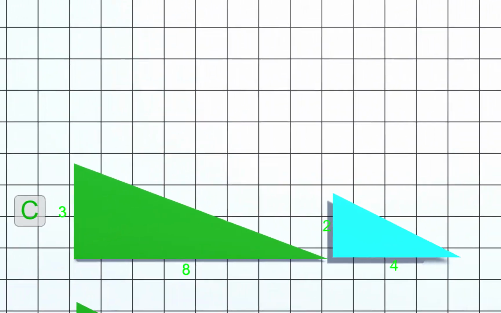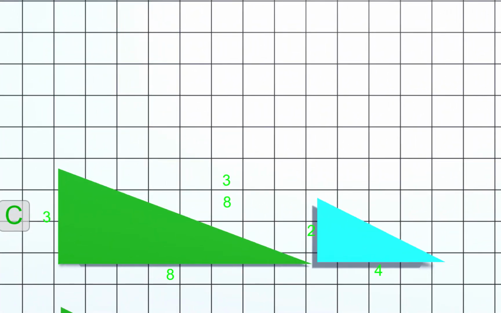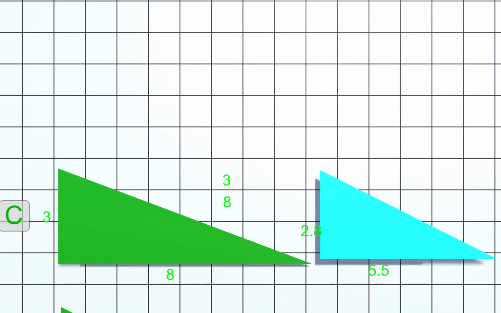Triangle C has a ratio of 3 over 8. We can't simplify this fraction, and it doesn't match our triangle's ratio of 1 over 2, so this also is not a match. You can see as we scale our triangle up that they are not the same ratio.